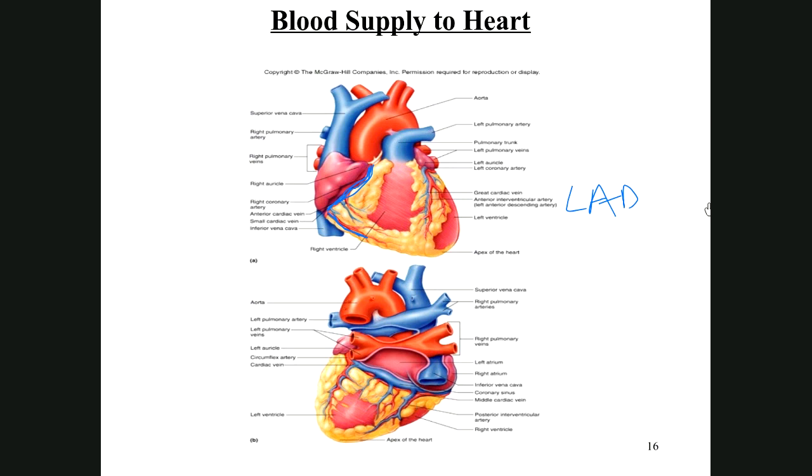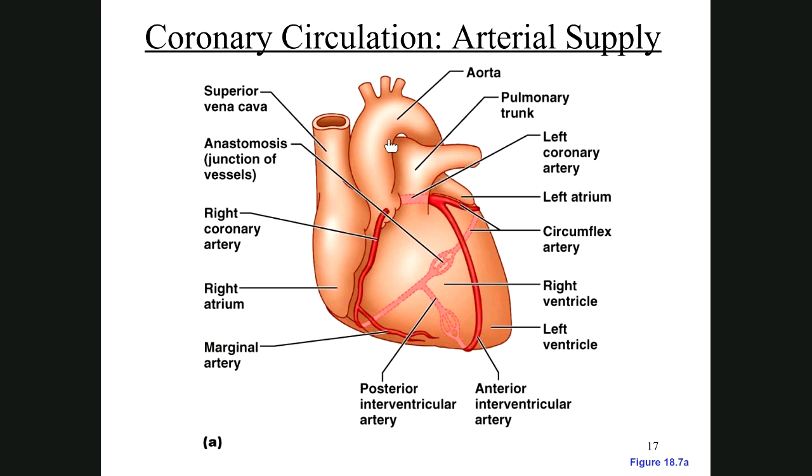So another way to look at it is, here is your coronary circulation arterial supply. You see that little short segment? This is known as the left coronary artery. The left coronary artery branches into the circumflex, and you see how the circumflex goes around, and then the anterior interventricular is this one. The right coronary artery branches into the marginal artery, and it comes back to the posterior interventricular.